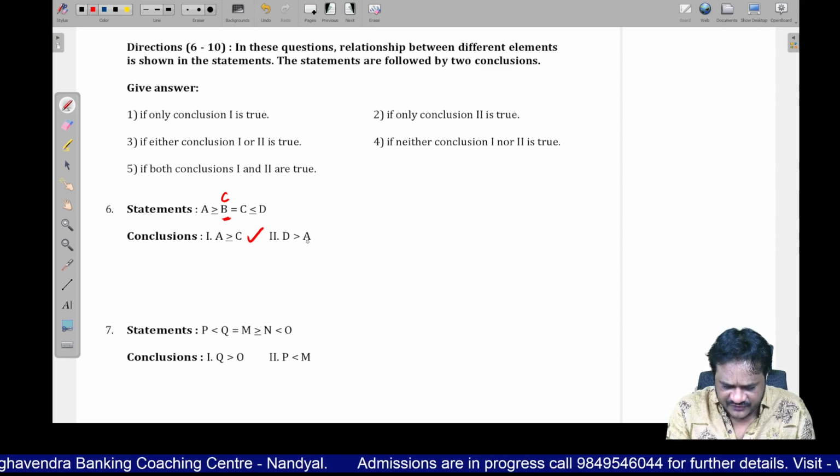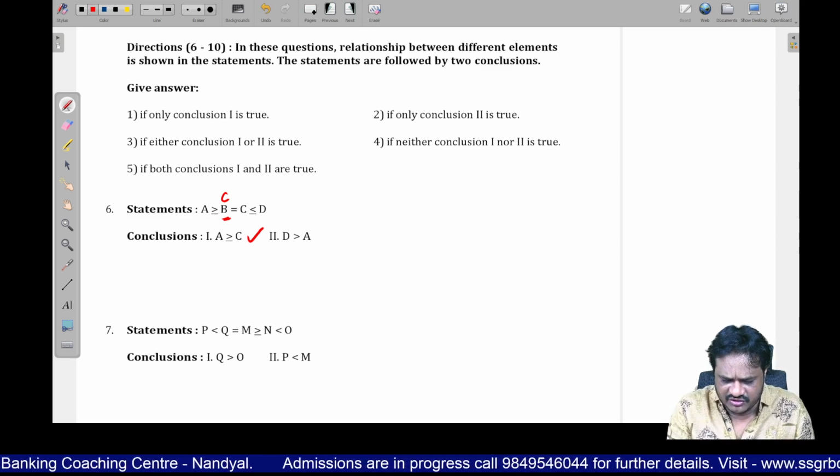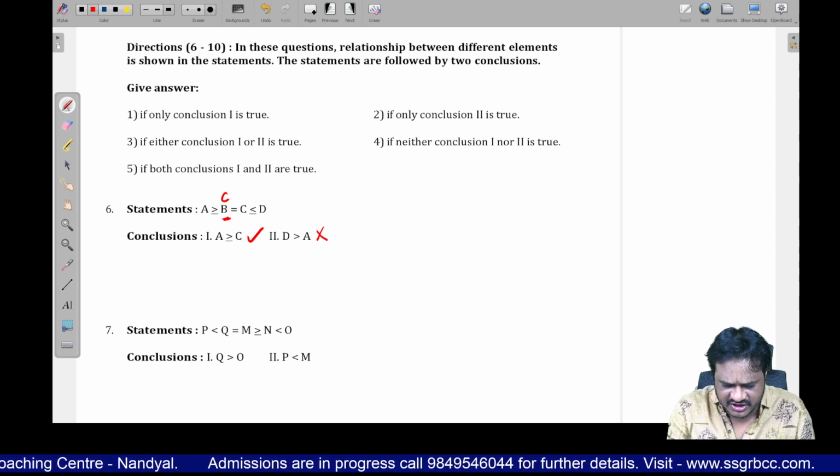Then second one, D greater than A. From A to D there is no common symbol. Second one does not follow.